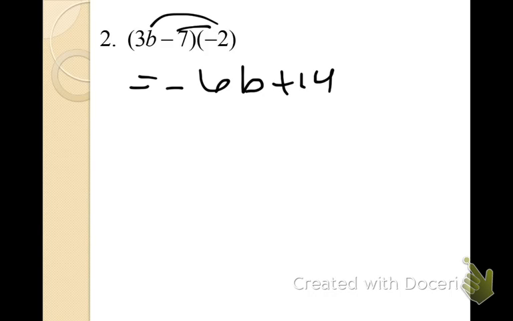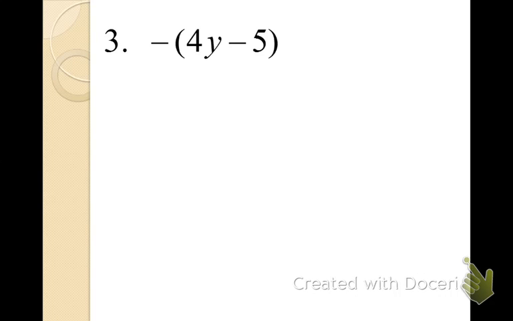Does that make sense? Cool? How about the next one? Don't see a number there. It's just a negative sign. What number is really there? 1. Right. So we're distributing negative 1 to both of these. Negative 1 times positive 4 gives you what? Negative 4y. Negative 1 times negative 5. Negative and negative makes a positive. Right, this is going to be positive 5. Okay?